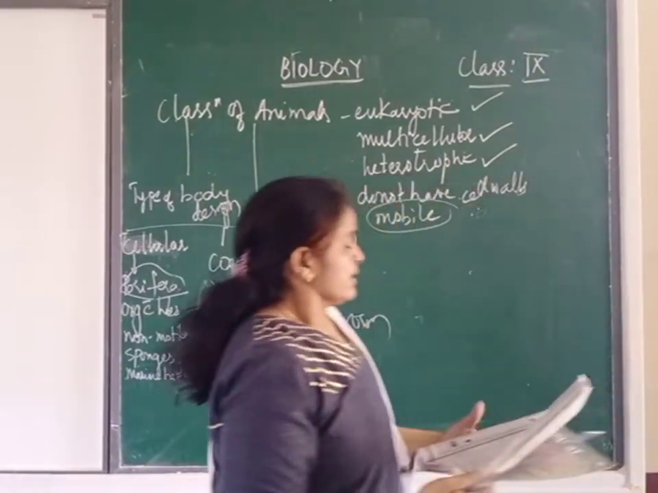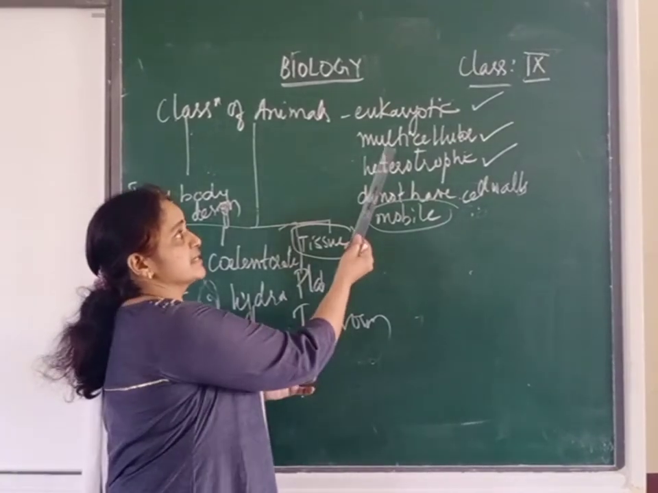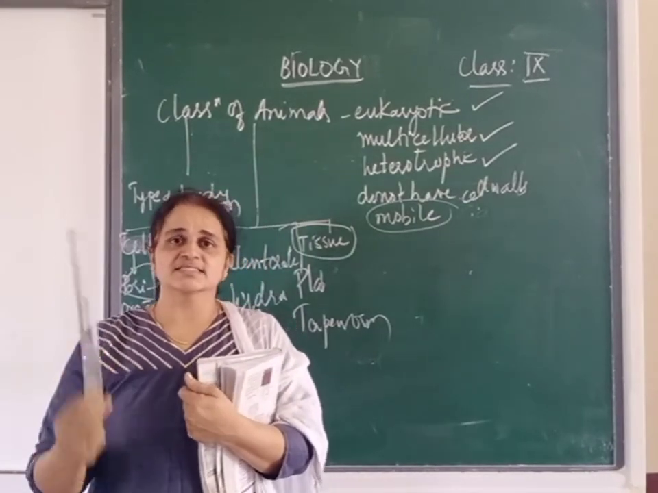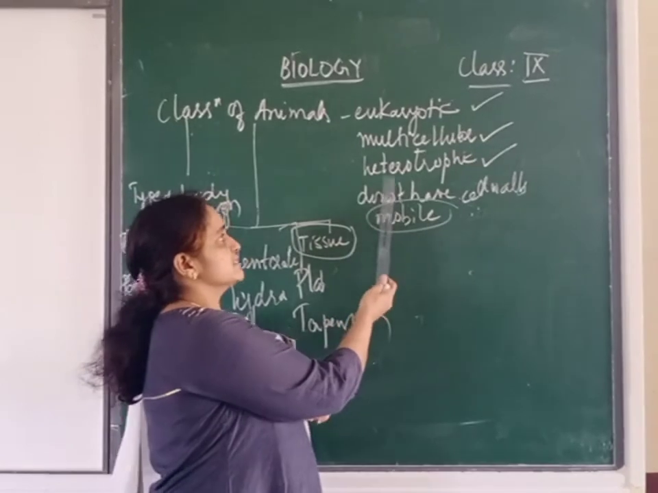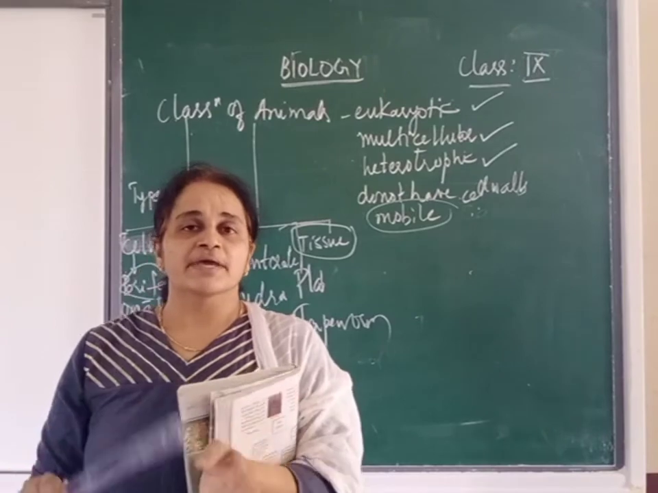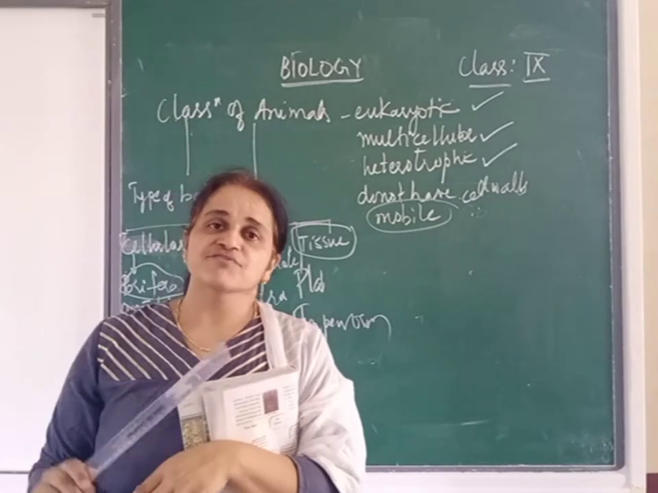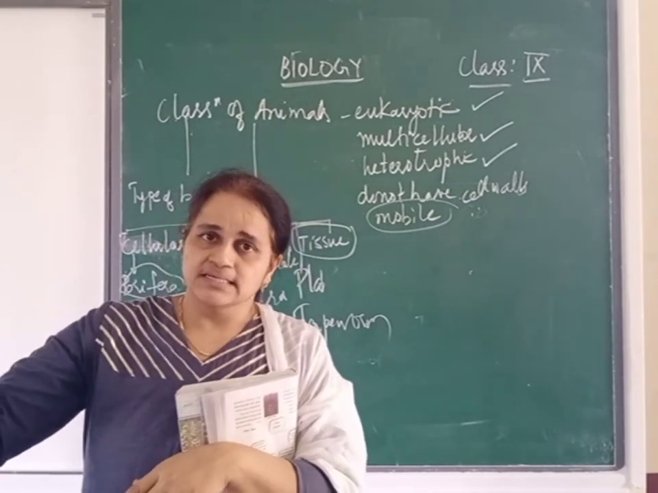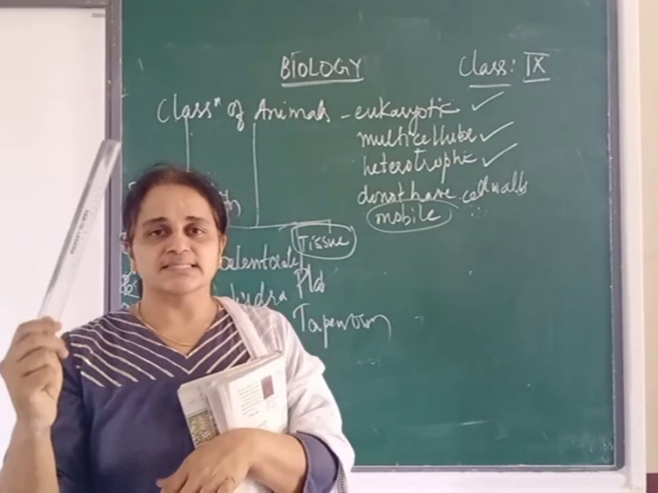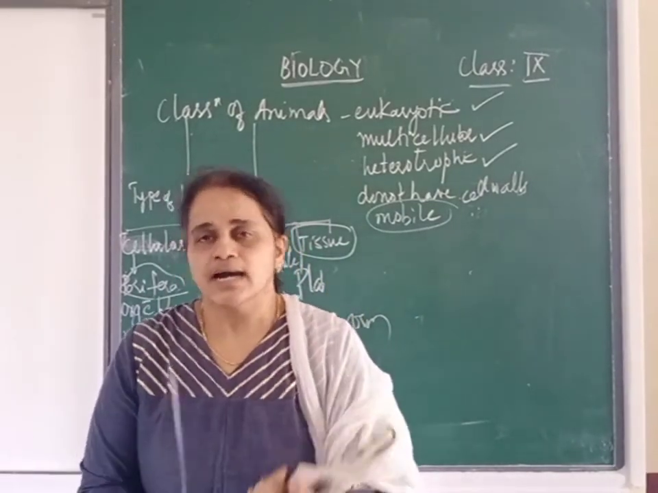The next characteristic of these animals, what is the second characteristic? It is multicellular. Multicellular means it has more than one cell. The third character is heterotrophic. Animals are heterotrophic. Heterotrophic means it cannot prepare its own food. While what about the plants? They are autotrophic. Autotrophic means utilizing the sunlight. They produce food by the process of photosynthesis. Next character, they are mobile. Mobile means they move from one place to another.